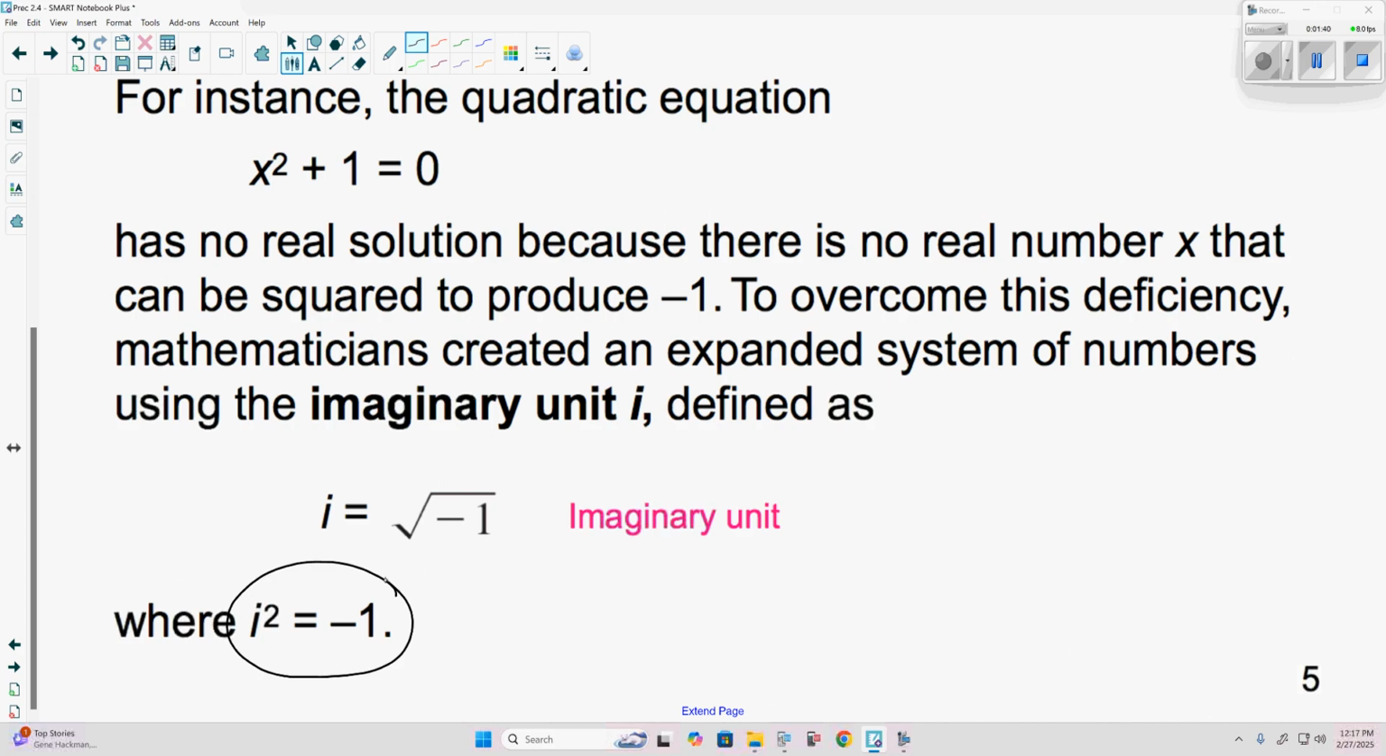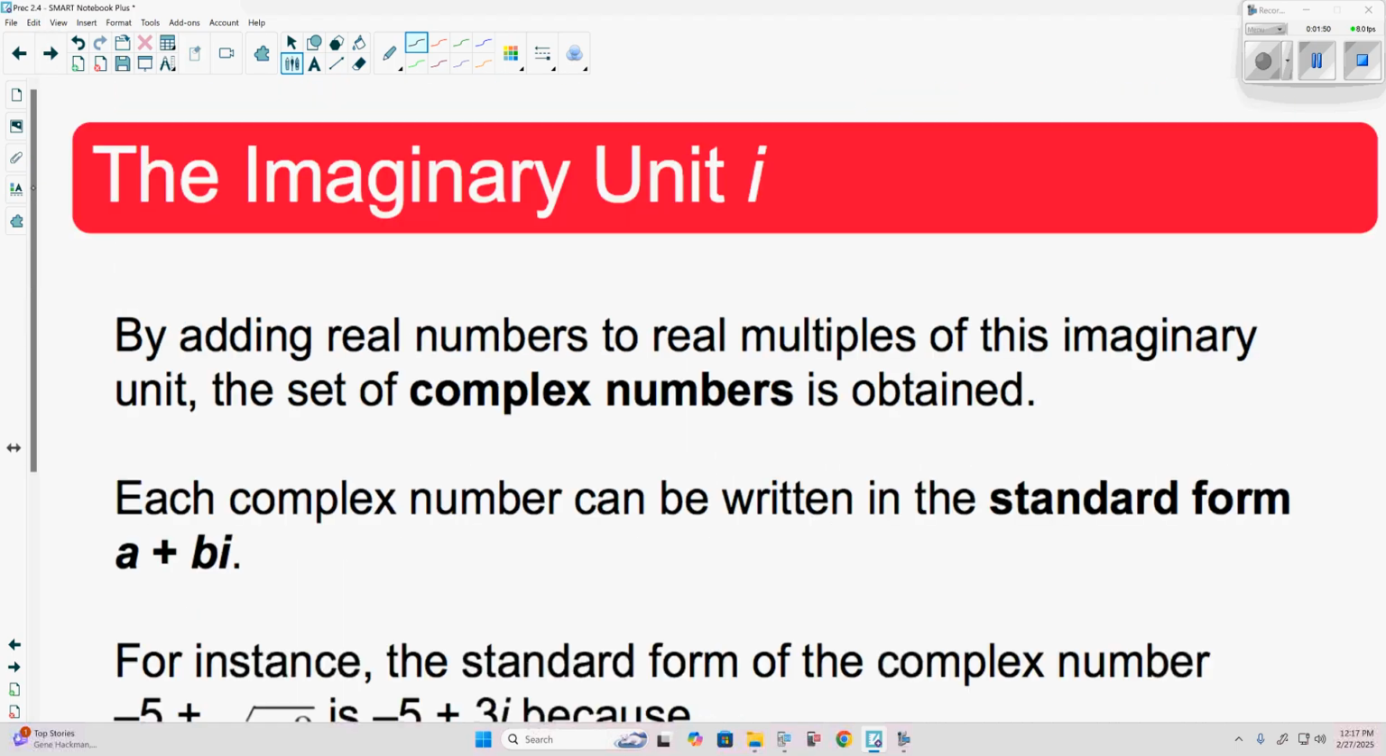Because if it's not crossing the x-axis, we end up taking the square root of a negative number, and we can't take the square root of a negative number. So that's where our imaginary unit i, or imaginary number i, comes in.